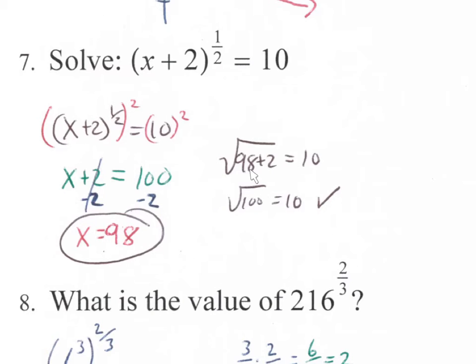Let's check. When I put 98 in for x, 98 plus 2 is 100. And remember, 1/2 power is a square root. So, is the square root of 100 equal to 10? Yes. So we are looking good.